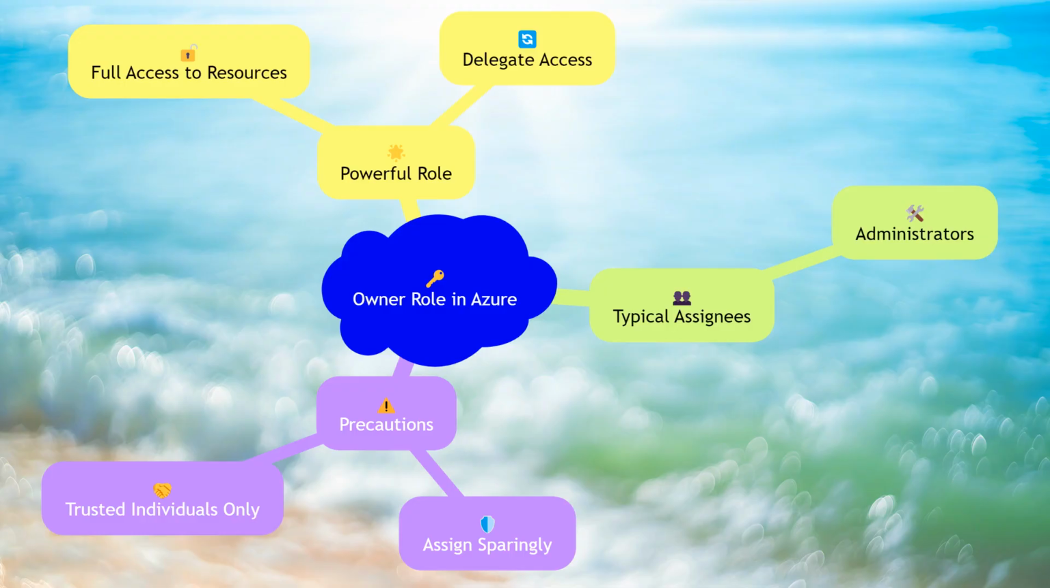The owner role is one of the most powerful built-in roles in Azure. Users with this role have full access to all resources, including the ability to delegate access to others. This role is typically assigned to administrators who need to manage the entire Azure environment. However, due to its extensive permissions, it should be assigned sparingly and only to trusted individuals.